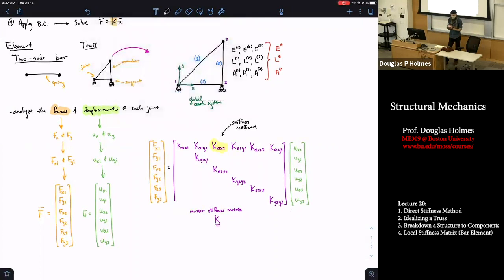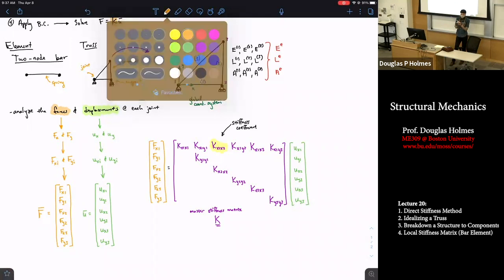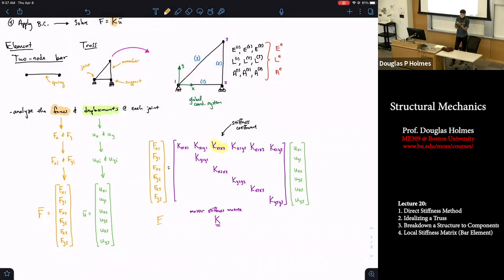You can start to see why we, as mechanicians, use compact notation to write down our equations, because it's much nicer to write this equation as F equals K U, or making that closer together. This is the equation we're trying to solve. And it just so happens that F is a vector and U is a vector and K is a matrix. But this is what we're trying to solve. It's a matrix equation.